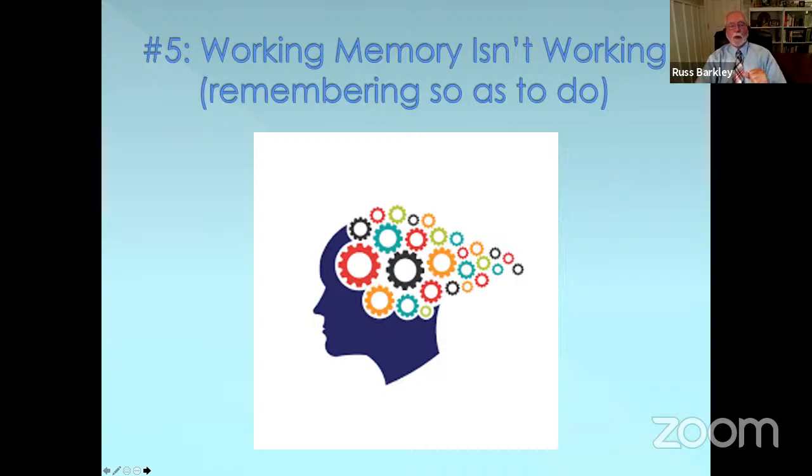Now, principle number 5 is also just as important. ADHD involves a massive problem with working memory. Working memory is a special memory that comes out of the front part of our brain. It's not long-term storage, it's not retrieval. It's instead actively holding in mind information about what we're doing. So on the slide, I refer to it as remembering so as to do.